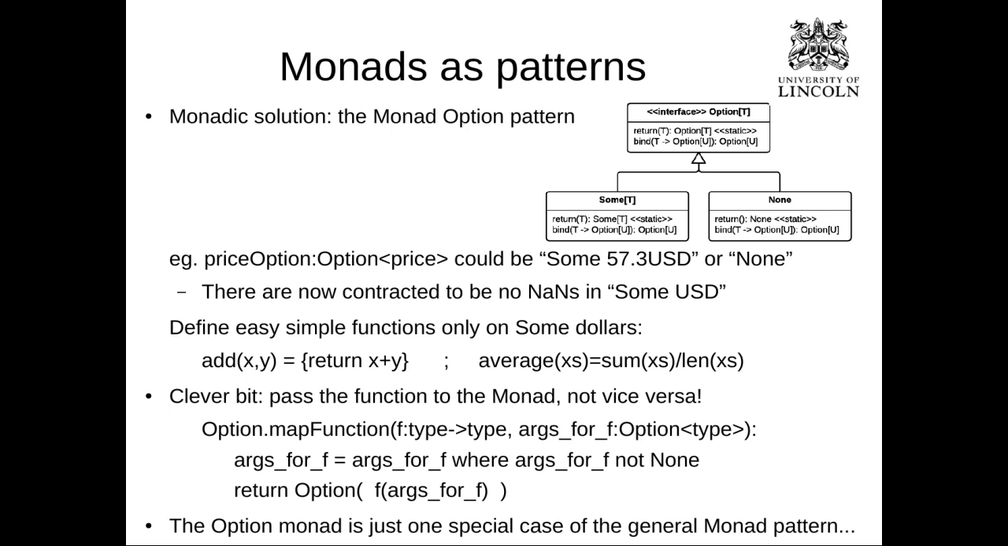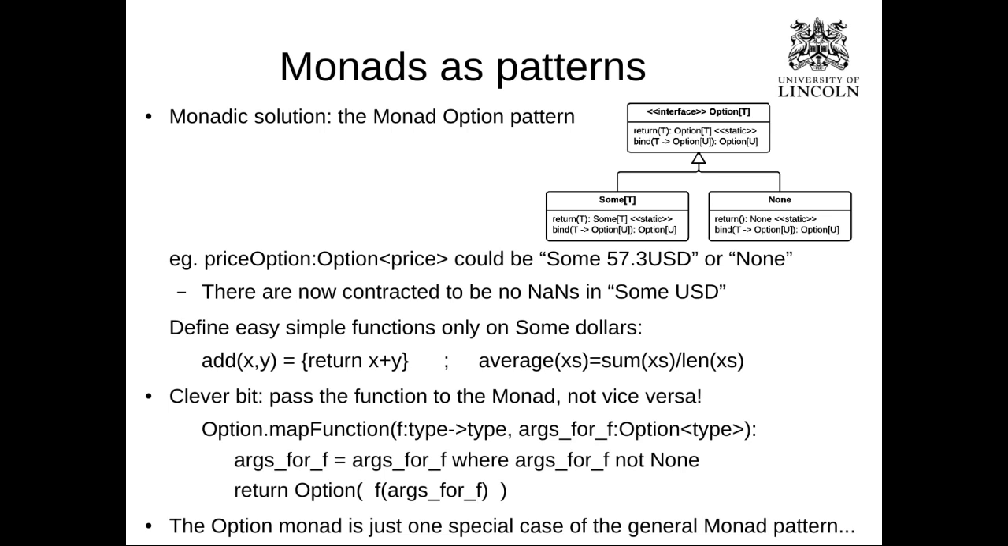Our average function can be very simple. We're just adding all the numbers and dividing by x's. And we do this by assuming that these are only ever going to run on some dollars rather than none. So this is nice because it means these functions can be written by mathematical experts who don't care about data wrangling, who don't care about missing data. They just want to get on with their financial modelling. They want to do difficult advanced maths, and they don't want that maths to be peppered with all this extra logic about handling special cases coming up from the nans. The clever bit is that we then pass those mathematical functions to the monads, not vice versa.